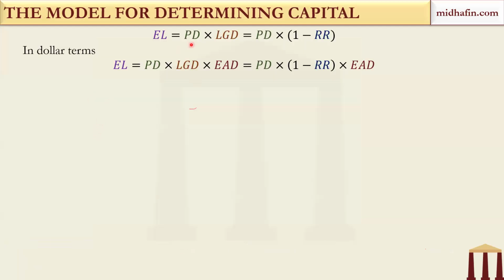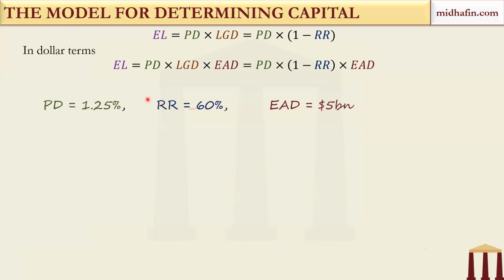Now, this is the formula for expected loss. The first part is in percentage terms. We don't have any dollar amount as yet. So only in percentage terms, this is the expected loss. In dollar terms, you will multiply it by the amount of exposure that the bank has towards one or several counterparties in general.